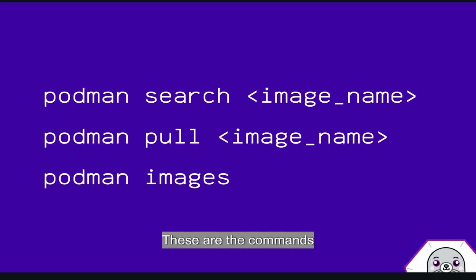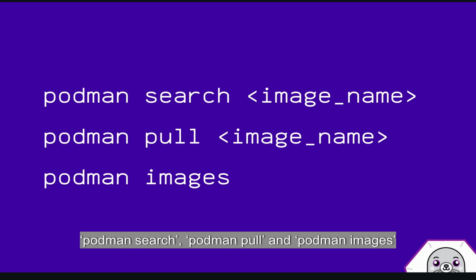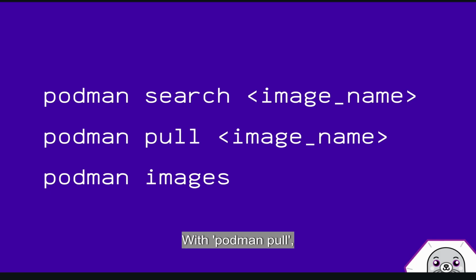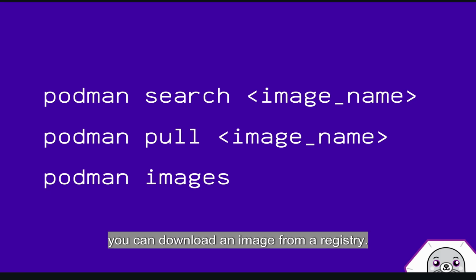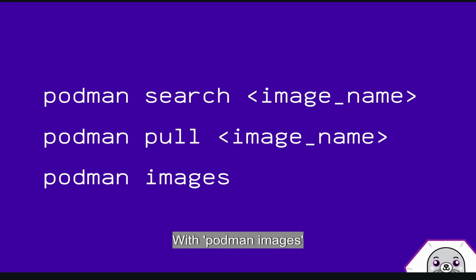These are the commands that you will use in this first part of the tutorial: Podman search, Podman pull, and Podman images. With Podman pull, you can download an image from a registry. With Podman images, you can list all the images you have downloaded.